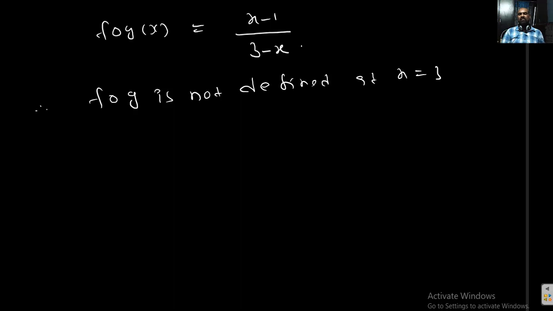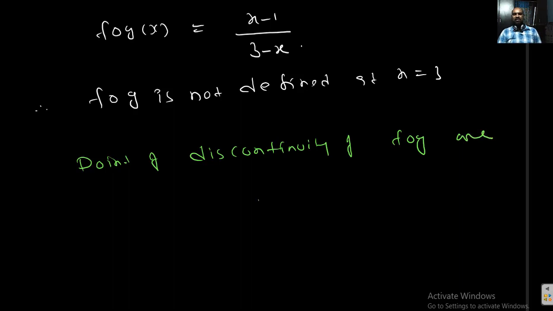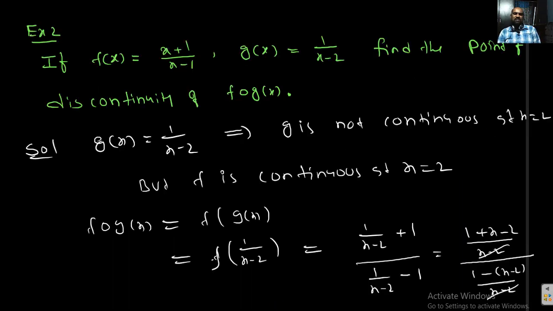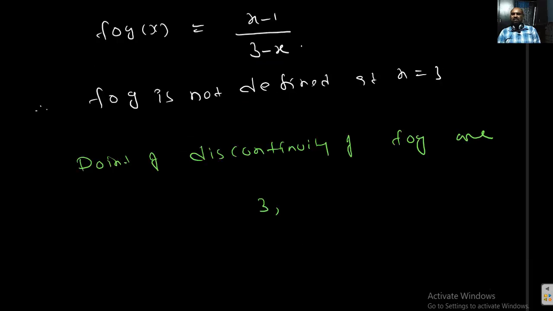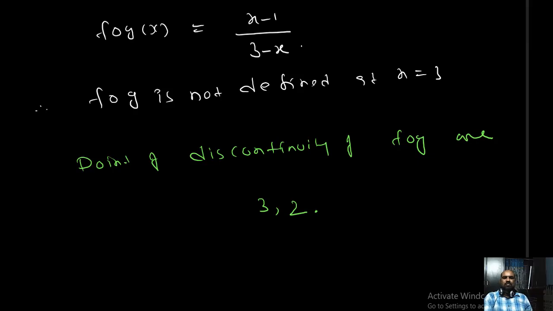Now I want the points of discontinuity of f circle g. One is 3, another is already found, where g is discontinuous, at 2. So I can say that 3 and 2 are the points of discontinuity. Very important. So finally, what's the conclusion? The given function is discontinuous at x equal to 3 and 2.